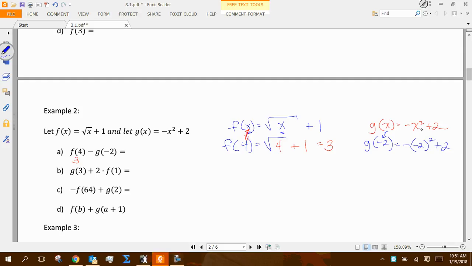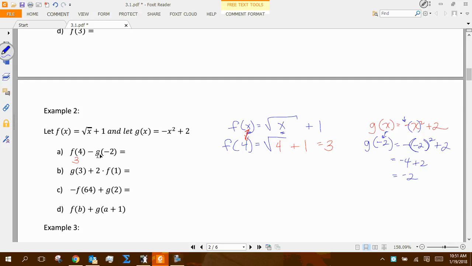The thing is that this exponent, this 2, goes only to the object that is directly behind it, and it's directly behind the x. It's not directly behind the negative, so I'm not going to square that negative. But when I use an input that's negative, I will be squaring that negative from my negative 2. So when I evaluate this, negative 2 squared is 4, but we've got the opposite of that 4. So it's going to be opposite 4 plus 2, which gives me negative 2.